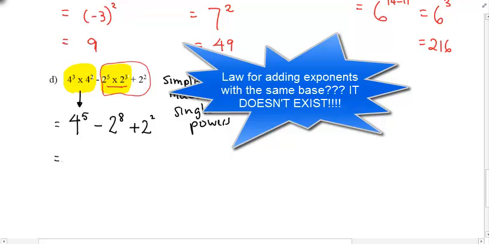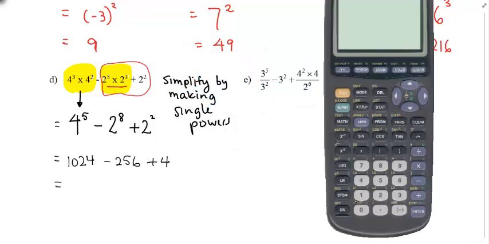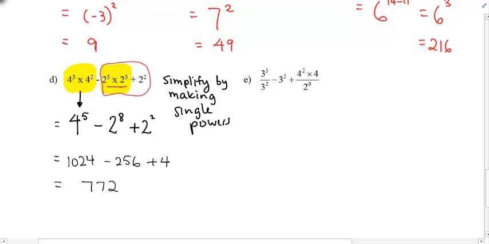So 4 to the power of 5, I think that's 1024. 2 to the power of 8, double check my answer on your calculator, but I think it's 256, and this is just plus 4. So 1024 minus 256 plus 4. 1024 minus 256 plus 4, 772. Okay.